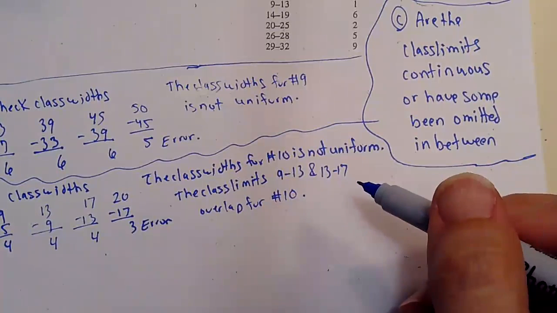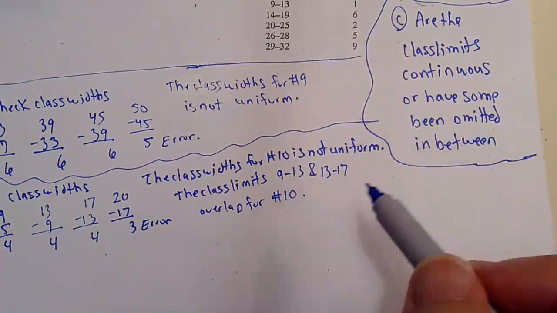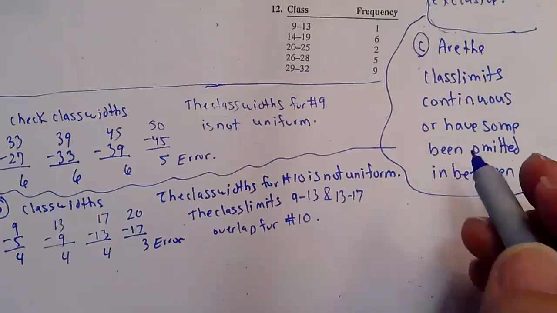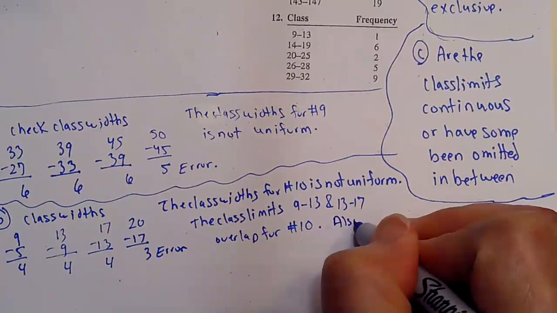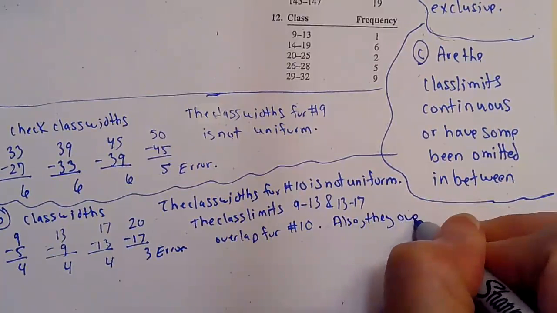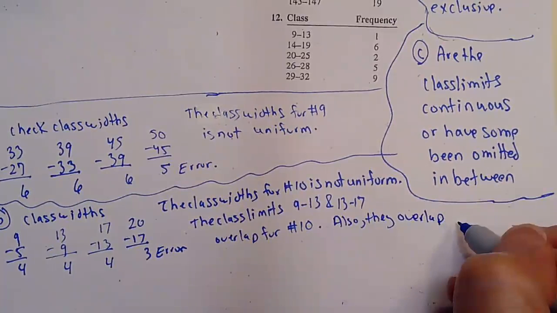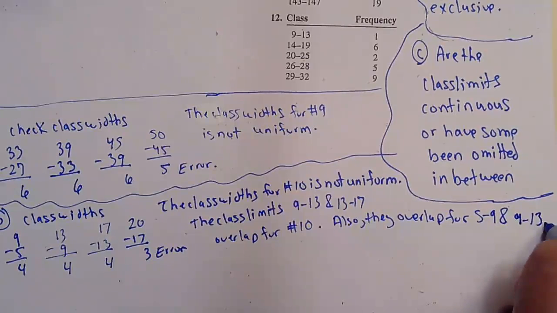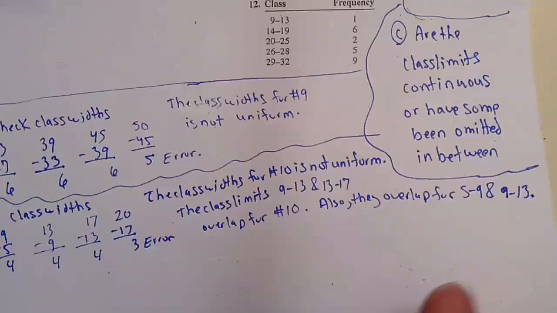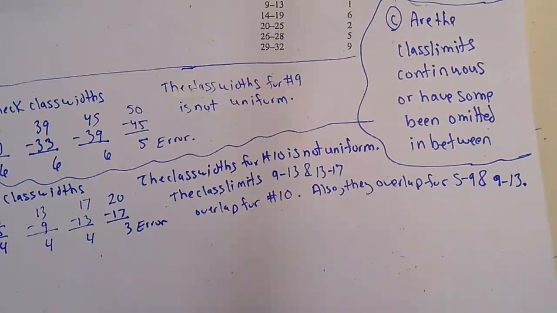Okay. That'd be fine. You just have to specify one example. They do also overlap for 5 to 9 and 9 to 13, so there's actually repetition, but that'd be fine. You're giving me at least specifically an example where they overlap. That's fine, okay? And as far as are the class limits continuous or have some been omitted?